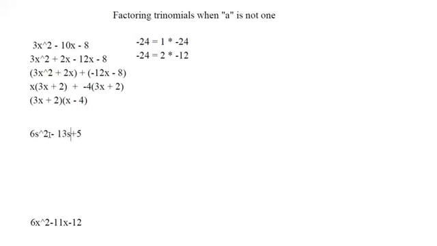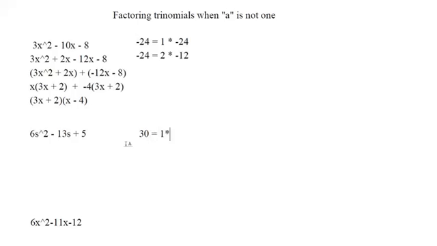Okay, so we'll do the same type of thing over here. We want to multiply the first and the last terms. So 6 times 5 makes 30. We want to find 2 numbers that multiply to be 30, but add up to be -13.